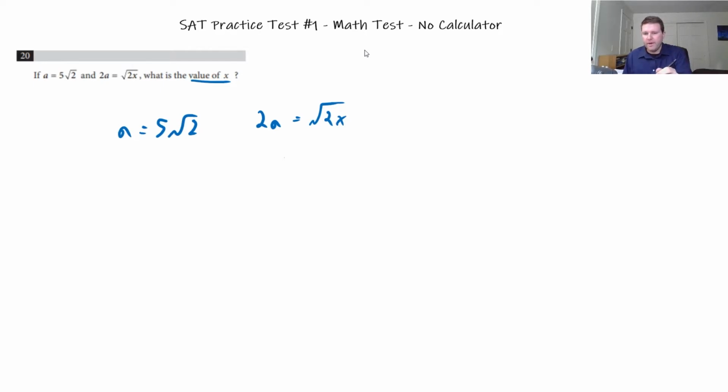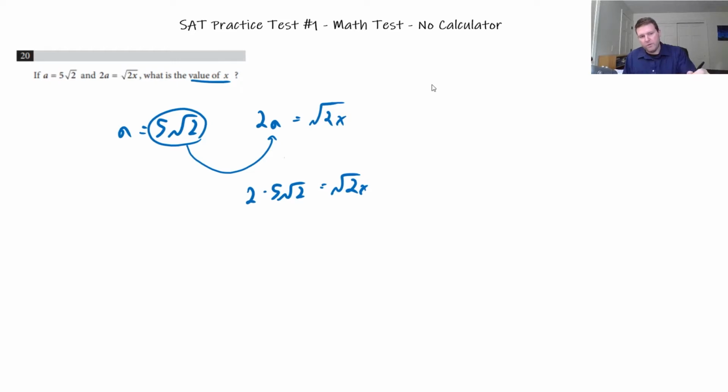But there are a couple ways to go about this. Technically, what you really want to be sensitive to in terms of what will help you throughout all SATs, okay, is when a variable is isolated like this. Because if a variable is isolated or already solved for, it's your cue to plug it in or substitute it somewhere else. So since a is 5 root 2, you just want to take that and pop it in right there. So you'd end up with 2 times 5 root 2 equals root 2x.